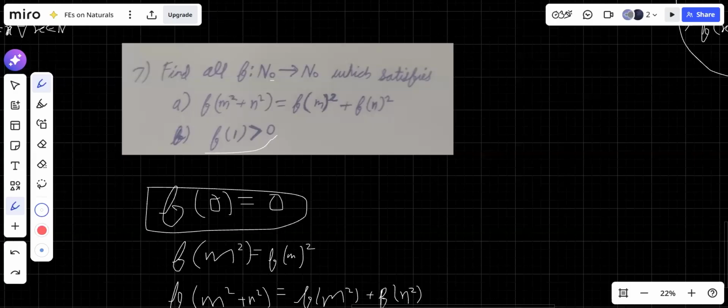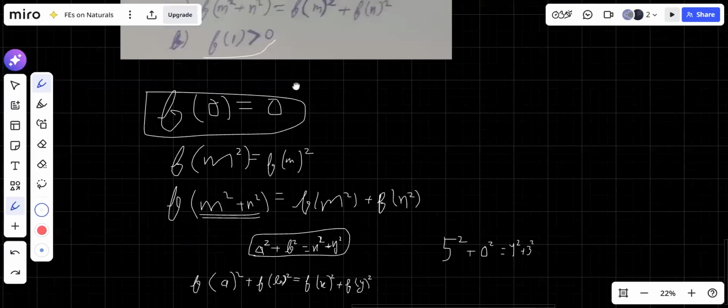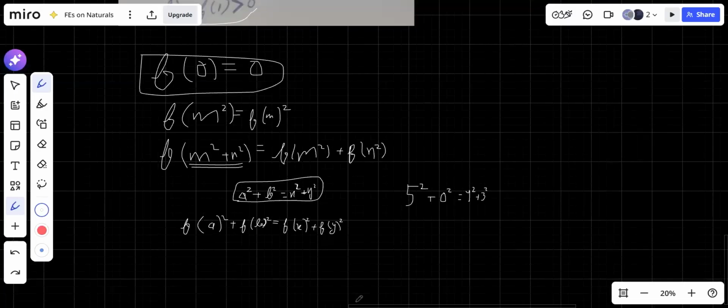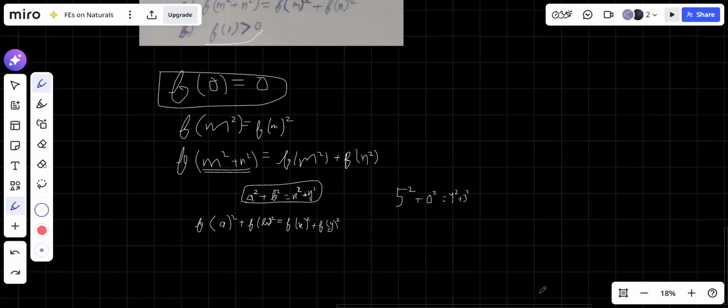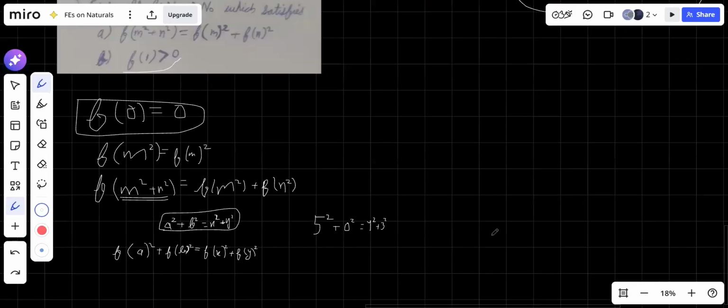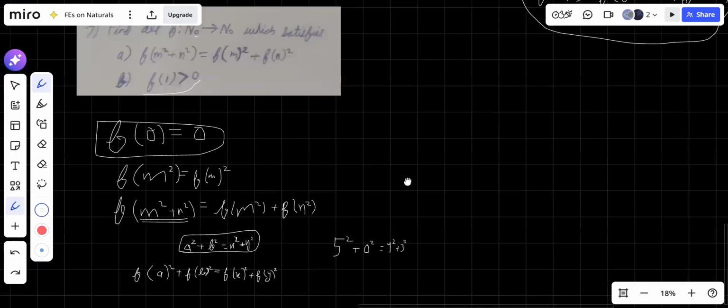We can find out what F5 and F4 are, so then we can find out what F3 is. So we'll get F5 will be 5, and F4 will be 4, because we can write it as f of 2 squared, which will be f of 2 whole squared, which will be 4. So then we can get that F3 will be 3.